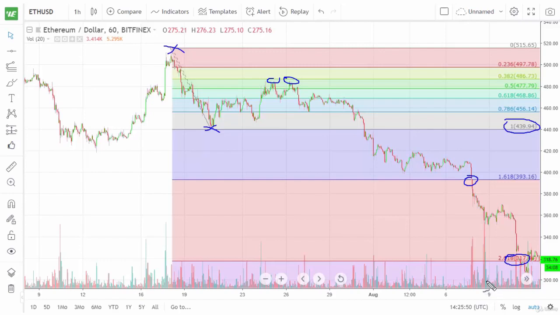Now, I will caution you, extension is used less than retracement. Certainly retracements seem to be more widely accepted and used by analysts. But this is a tool that's available, and some people will actually use both. So definitely something to consider.